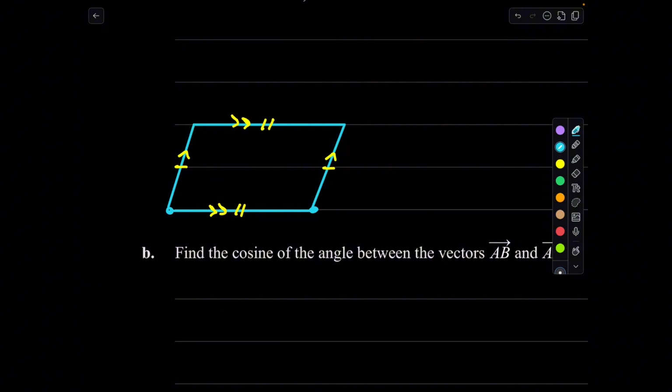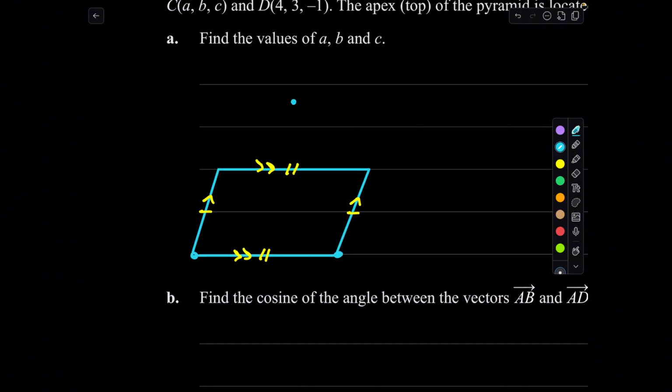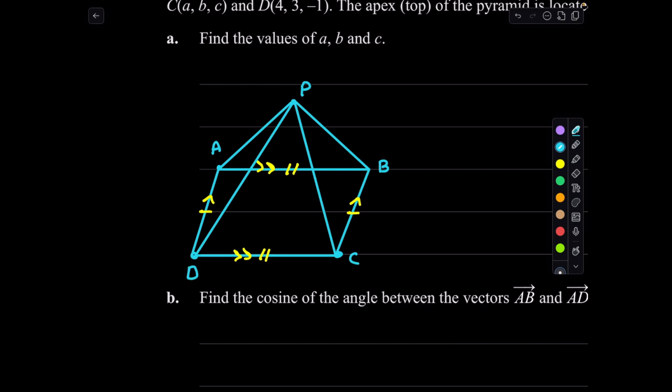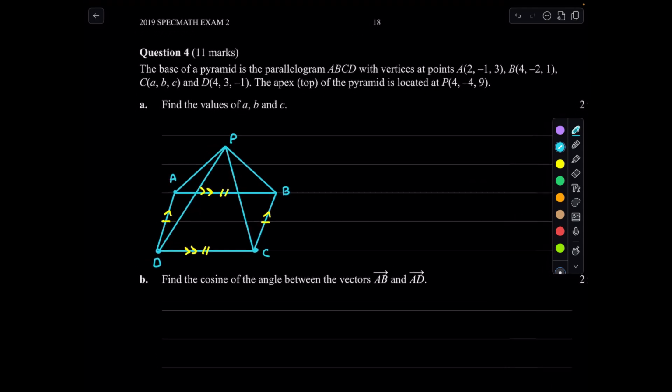Remember there's an apex on top. So let's say this here is the top part, and the edges all go up to it, like a pyramid. Okay, so this is your P, and because this is A, let's say this is B, this is C, and this is D. This is what the pyramid looks like. We want to find the values of a, b, and c, so the coordinates of C.